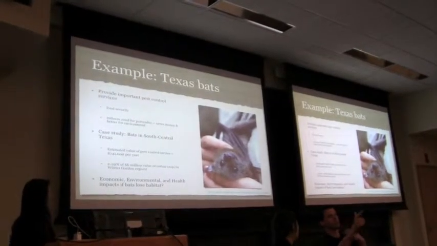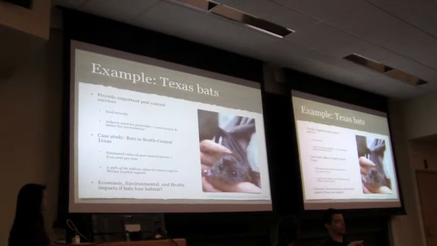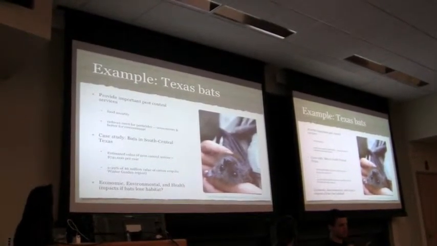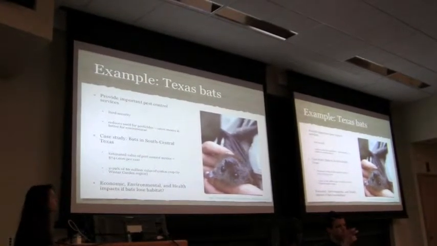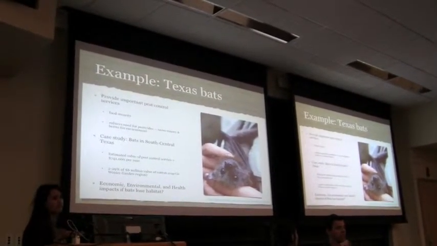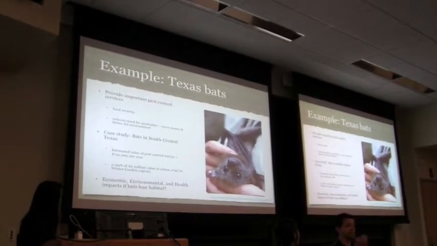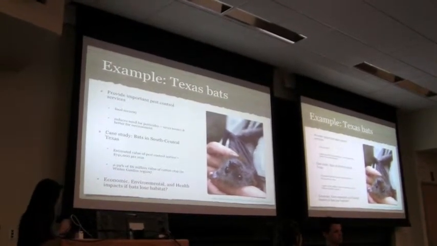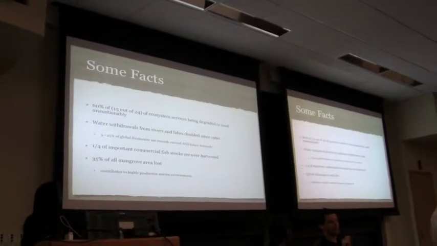This is just a quick example: Professor Cleveland in the geography department actually did a study on bats in Texas, and they provide really important pest control services, so they reduce the need for pesticides, which increases food security for us, and no pesticides are obviously better for the environment. Those are just a couple of numerical values, like their economic value. And this is also just some facts that we'll look at later.